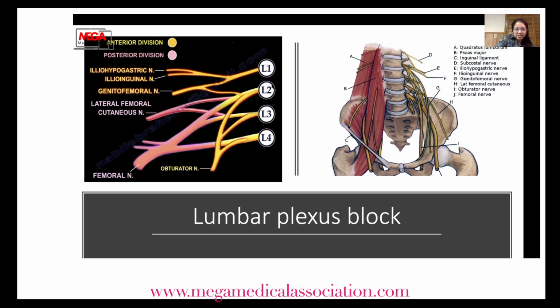After that, L2, 3, and 4 divide into anterior division and posterior division. The anterior division gives you the obturator nerve, and the posterior division gives you the femoral nerve. So they have the same origin. L2 and L3 give you the lateral femoral cutaneous nerve. As you can see here, the obturator goes medially, the femoral goes laterally, and the lateral femoral cutaneous goes laterally, and an important landmark here is the anterior superior iliac spine.